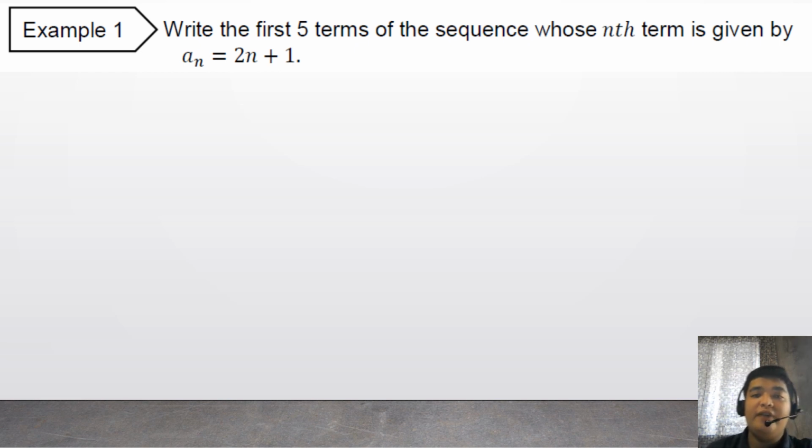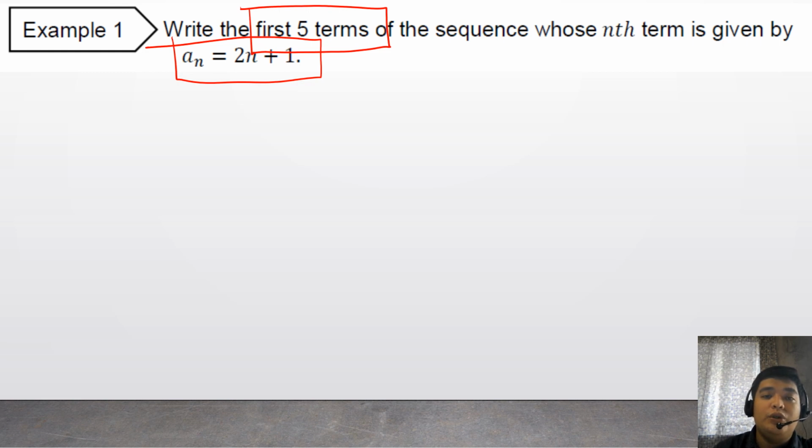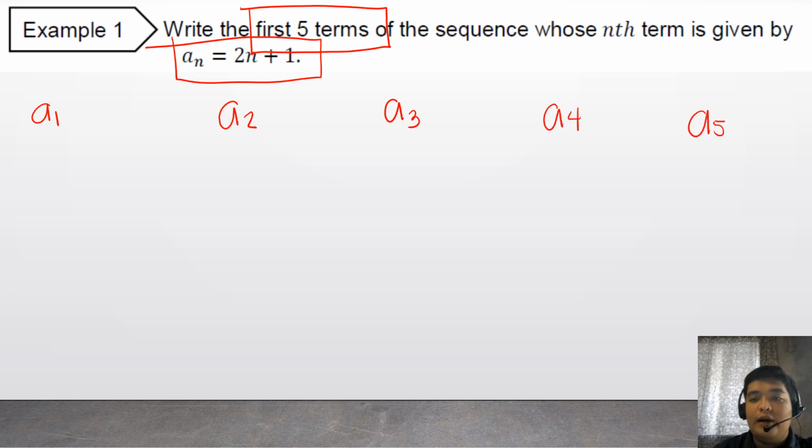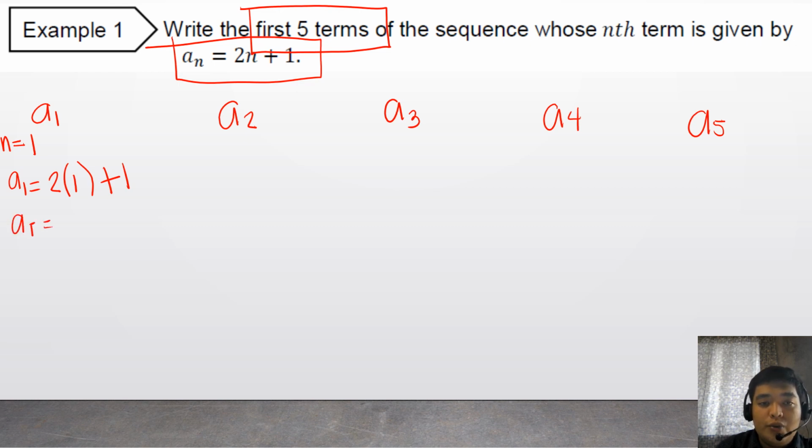Write the first 5 terms of the sequence whose nth term is given by A sub n equals 2n plus 1. Again, we need to find the first 5 terms: A sub 1, A sub 2, A sub 3, A sub 4, and A sub 5. Since this is A sub 1, our n here is 1. So A sub 1 equals 2 times 1 plus 1. 2 times 1 is 2, plus 1 is 3.